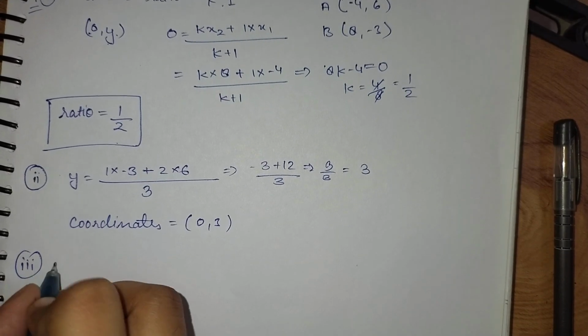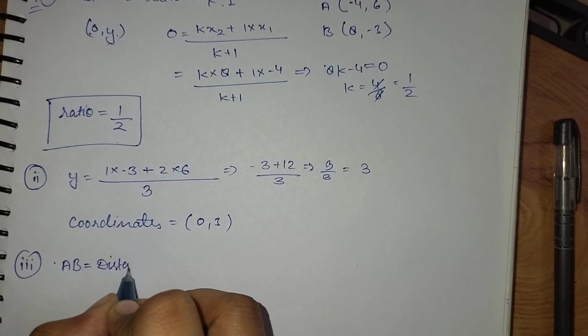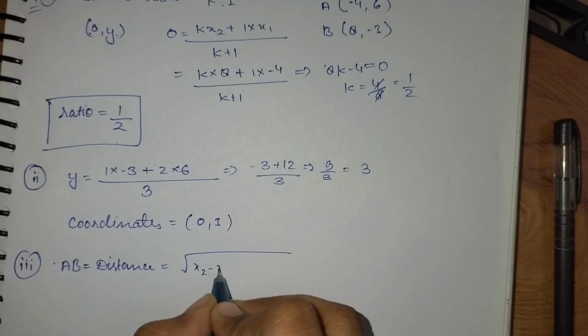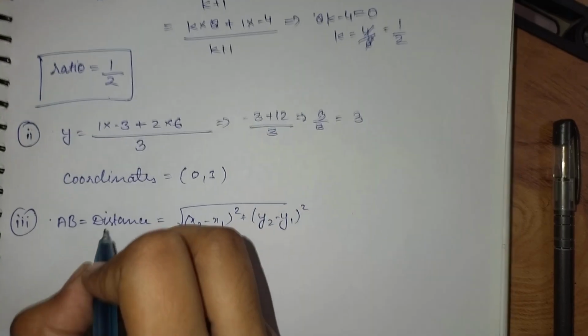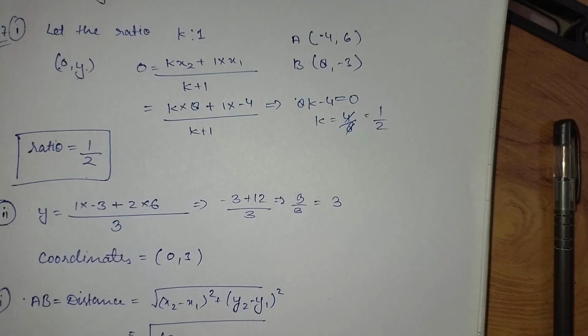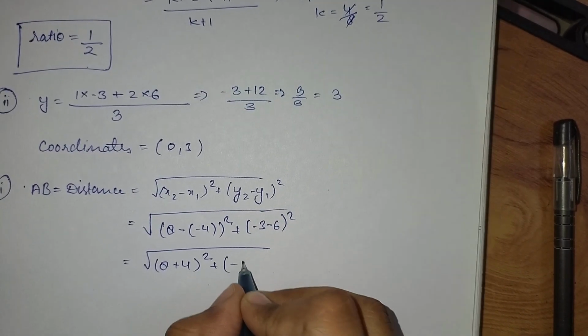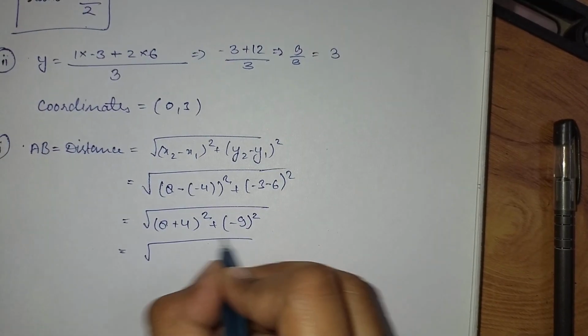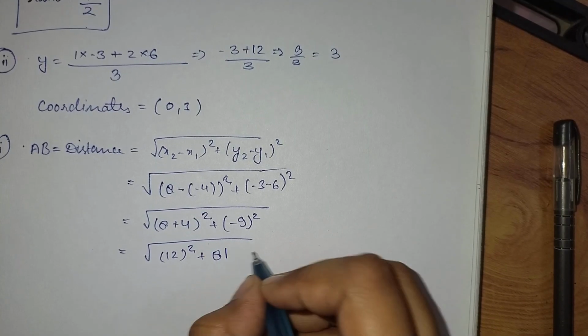The third part is we have to find the length of AB. So we know the distance formula as the square root of (x2 minus x1) whole square plus (y2 minus y1) whole square. Putting the values here, x2 is 8 and x1 is minus 4, so 8 plus 4 whole square plus minus 3 minus 6 whole square, equal to 12 whole square plus minus 9 whole square, which will become 81 only.